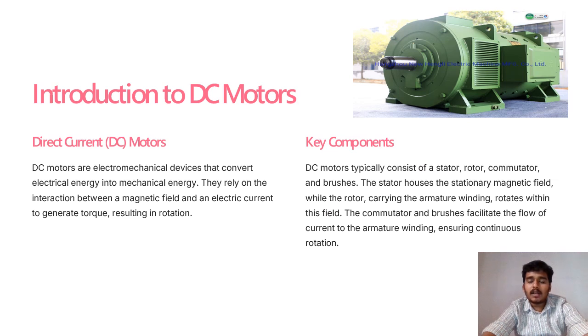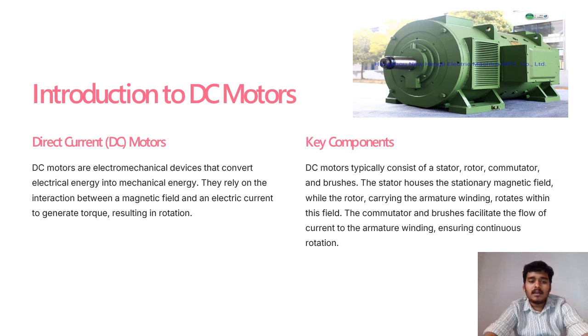While the armature rotates, AC is induced in it; the commutator collects the current and converts it to DC. The stator houses the stationary magnetic field, while the rotor carrying the armature winding rotates within the field. The commutator and brushes feed the current to the armature winding, ensuring continuous rotation. These are the basics of the introduction to DC motors.